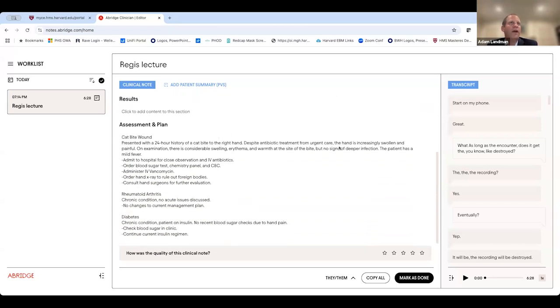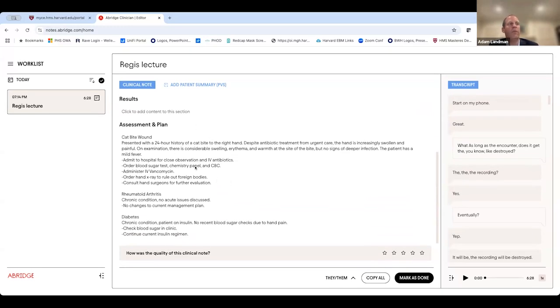Cat bite wound, increasingly swollen and painful, considerable swelling, erythema. Patient has a mild fever. We're going to admit them to the hospital for observation and IV antibiotics. We're going to check blood sugar, chemistry panel, and CBC, give IV Vanco, and consult the hand surgeon. So you can see it got everything right.